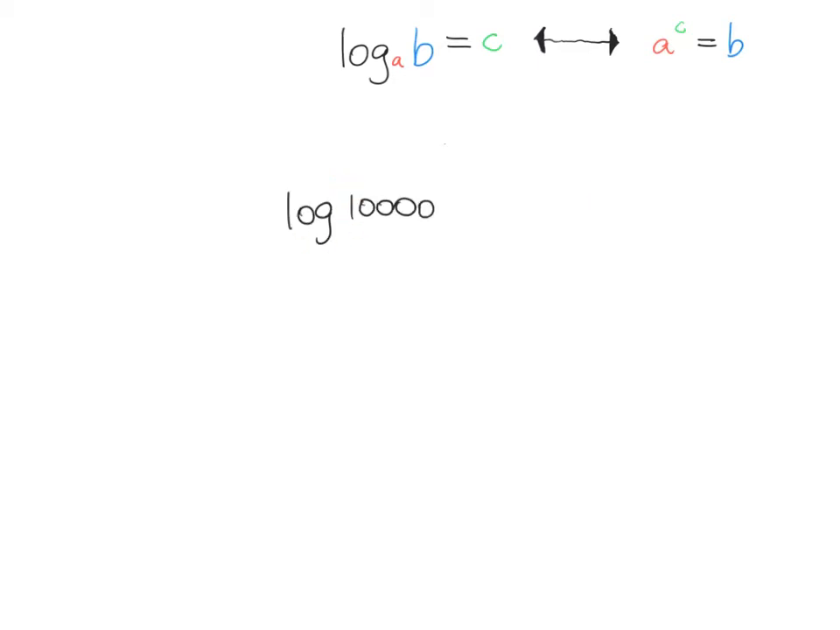And for this one, if there's no base specified, it's implied that the base is actually 10. This is what we call the common logarithm. And of course, this equals 4.